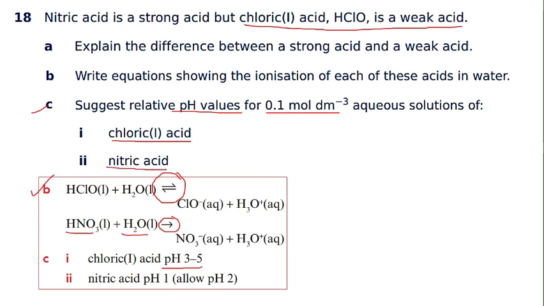Nitric acid is behaving like a strong acid here, and a strong acid has a pH close to 1 or near to 0 as well. So it will have pH 1 or 2, both you can write. So that will be the pH for the strong acid.